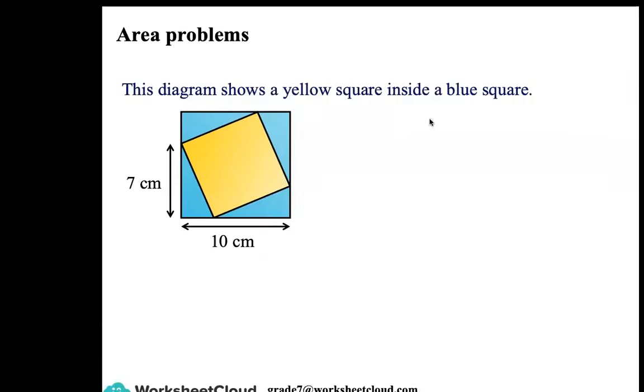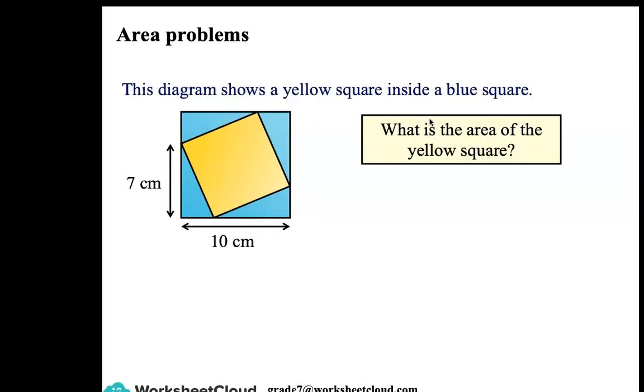Okay, so I've got a couple of area problems just to finish off on. This diagram shows a yellow square inside a blue square. What is the area of the yellow square? It's a little bit of a brain bender and a bit of a challenge, but press pause, see if you guys can work through it. Don't rush. Really give it some thought, and then press play and see how you get on.